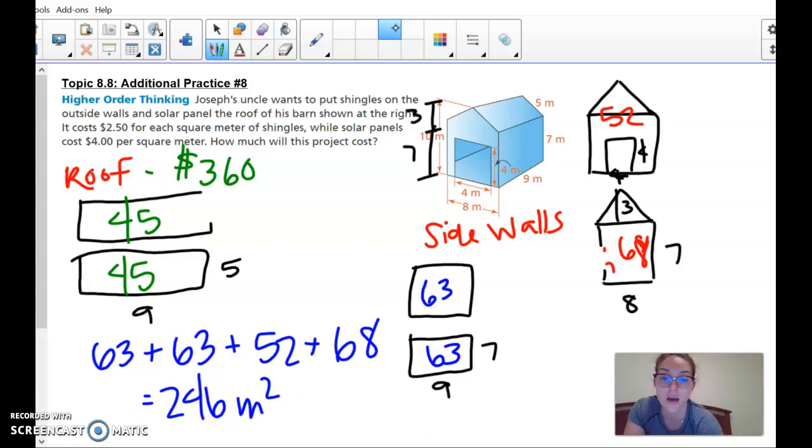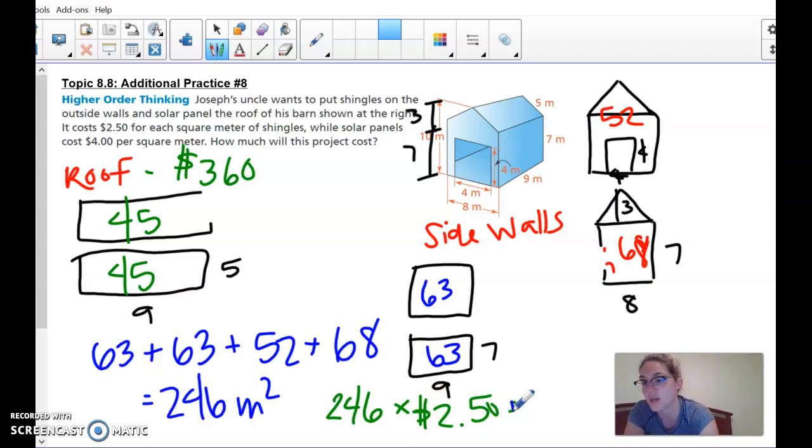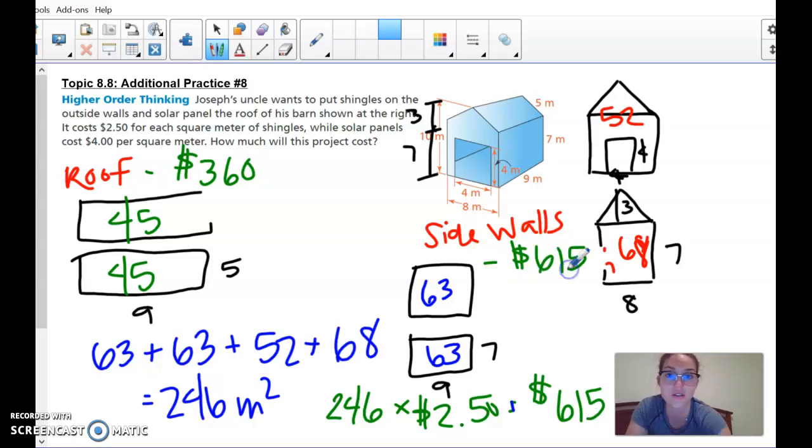Now it says that it's going to cost $2.50 per square meter. So lastly, I'm going to take 246 and multiply it by the $2.50. And that's going to equal $615. So my sidewalls are going to cost $615.